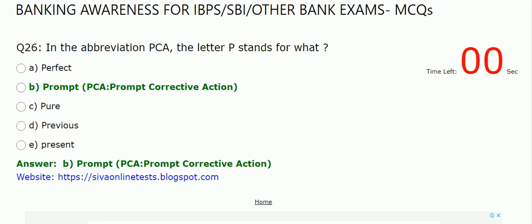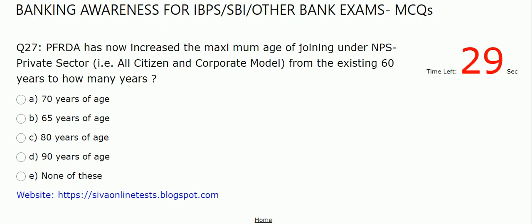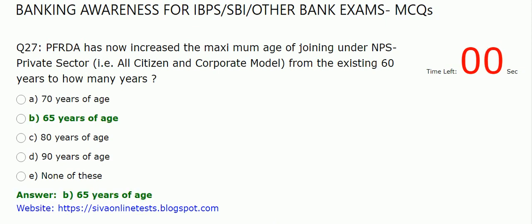Question 27. PFRDA has now increased the maximum age of joining under NPS private sector, i.e. all citizen and corporate model, from the existing 60 years to how many years? Options. A. 70 years of age. B. 65 years of age. C. 80 years of age. D. 90 years of age. E. None of these. Answer. B. 65 years of age.